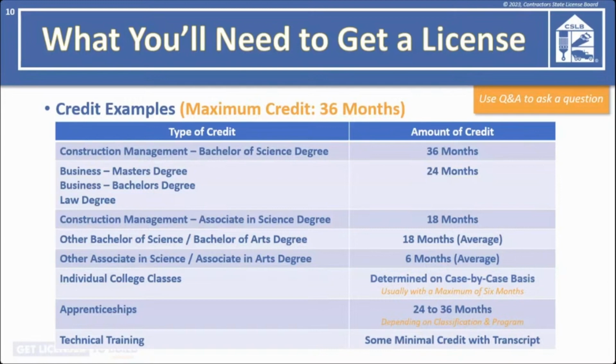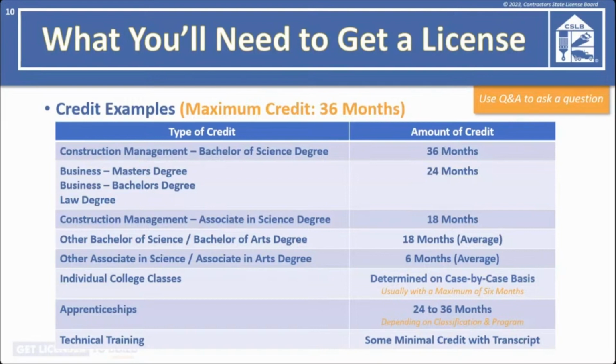An associate in science degree in construction management will get you 18 months credit. A bachelor's degree in some other major will get you an average of 18 months credit. An associate's degree in a major besides construction management will get you an average of 6 months credit. Credit for individual college classes is given on a case-by-case basis, usually within a maximum of 6 months credit.